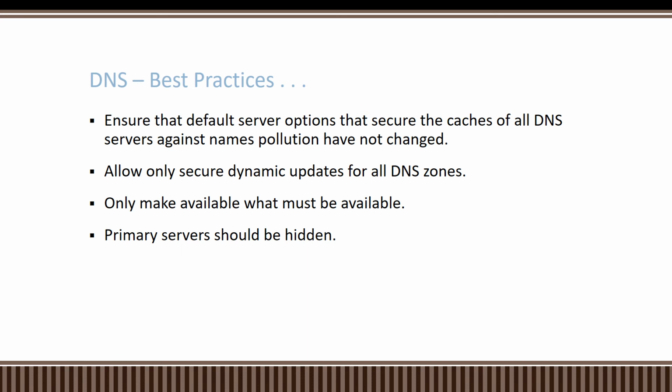The next one, the last, is the primary server should be hidden. The server that hosts the master copy of any zone should be a hidden primary. That means that they only exist to serve that data to the secondary name servers throughout the organization. They are not listed as name servers for any zone, and they are not accessible to any end user. So this is very important that you implement these practices.